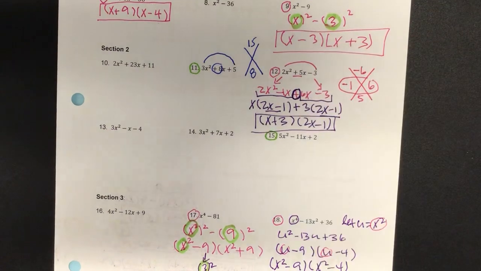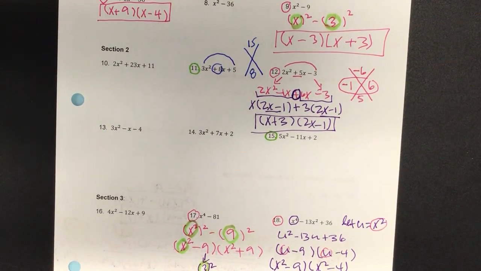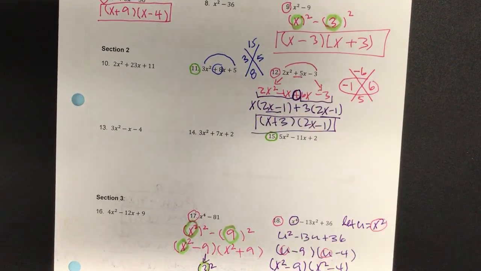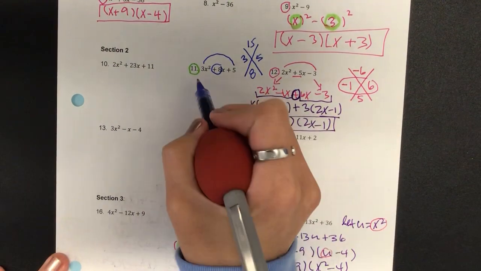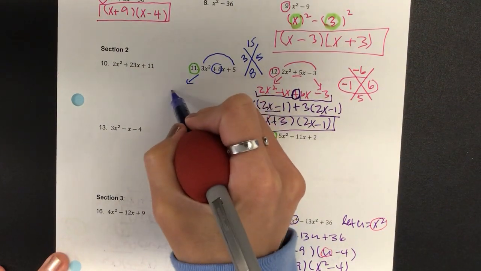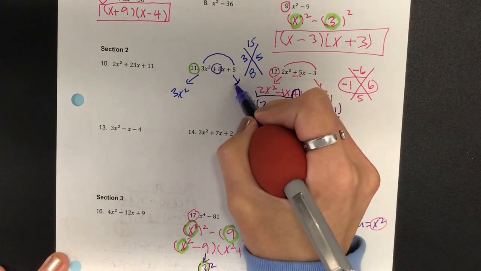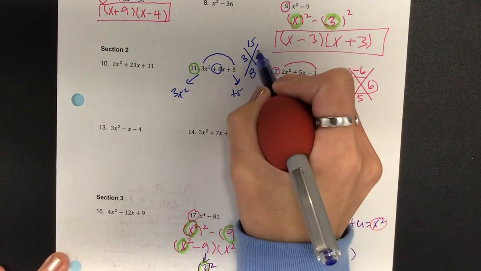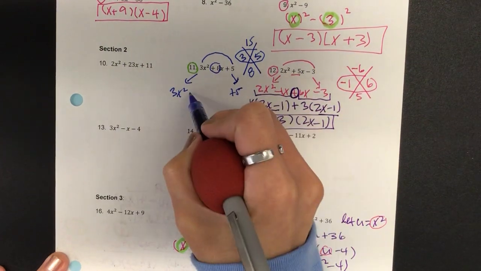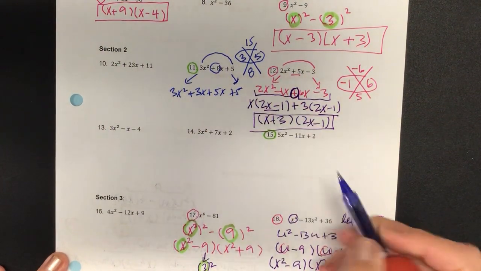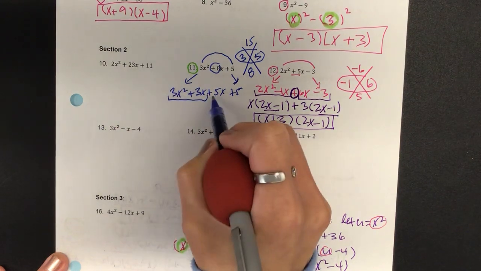So I need to satisfy what numbers can I multiply to get to 15, but at the same time add to get 8. What two numbers are those? 3 and 5. Whether you say 5 and 3, 3 and 5, it doesn't matter, okay? So then, the grouping method says, keep the first value, 3x squared, keep the last value, plus 5, and then we split the middle with the two clever numbers that we chose. So plus 3x, plus 5x, and then the grouping happens.